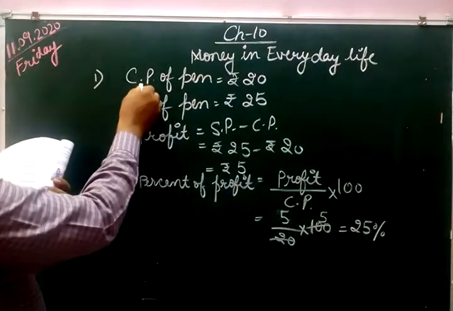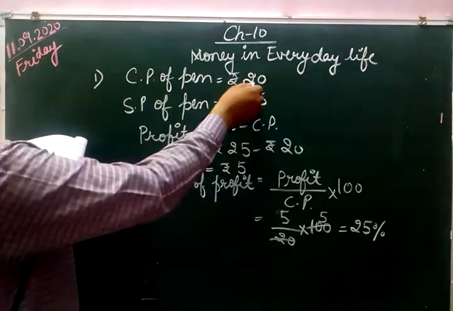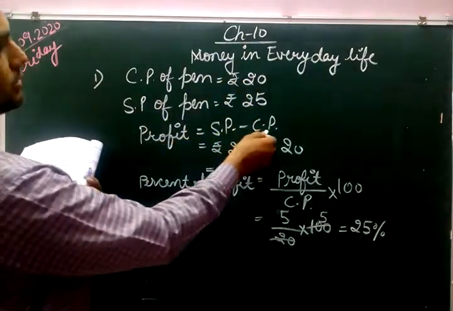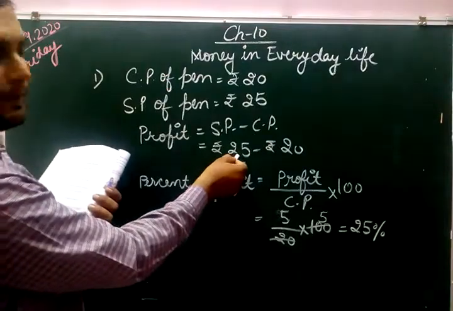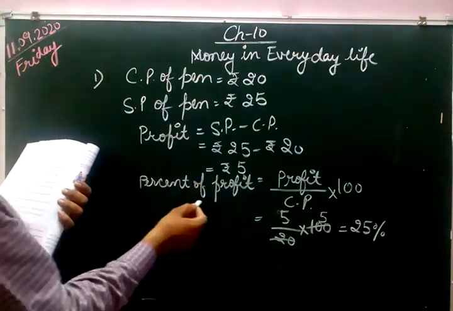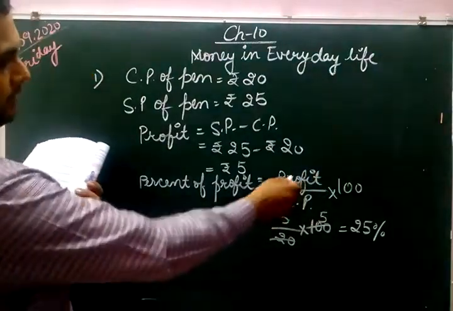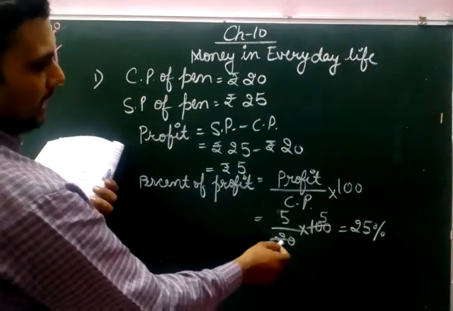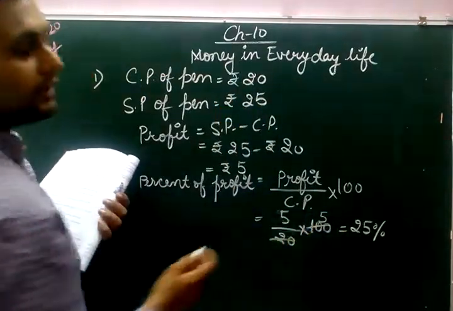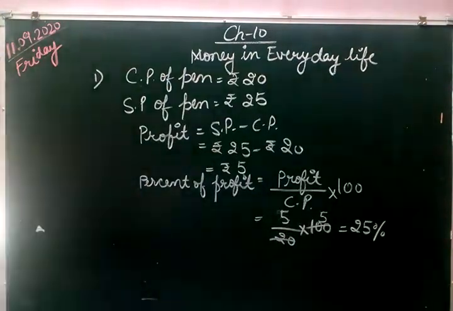Selling price is given to you, rupees 25. Cost price is given to you, 20. Profit is selling price minus cost price. So 25 rupees minus 20 rupees, we get the profit of 5 rupees. Percent of profit is profit divided by cost price multiplied by 100. Profit is 5 rupees and cost price is 20 rupees, multiplied by 100. So we got 25%. This is the solution of the first question.